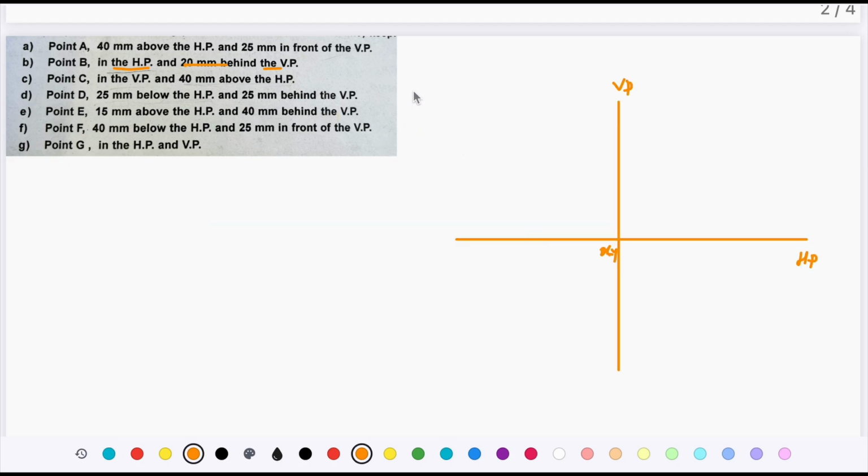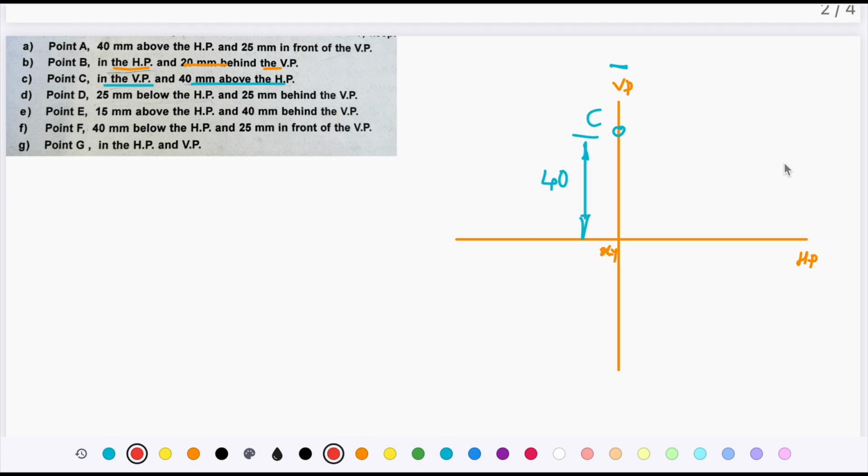Next, point C. Point C is in VP and 40 above HP. So point is in vertical plane. So on this vertical plane the point is going to be located somewhere, and the other reference is it is above this.